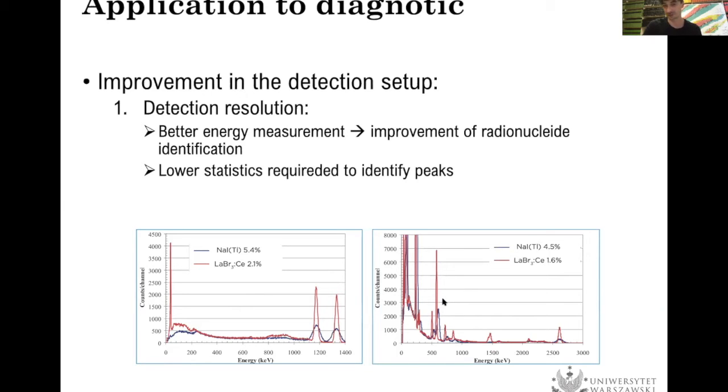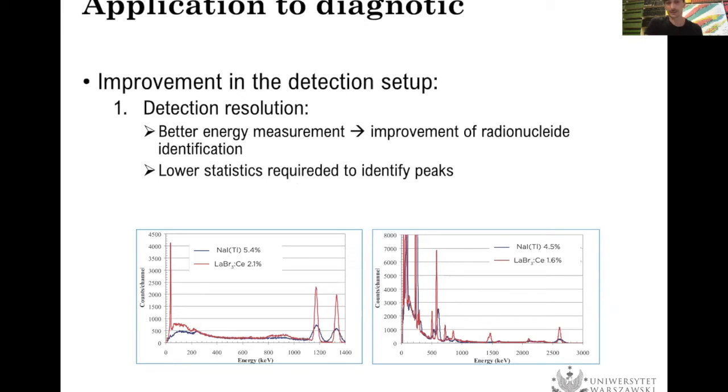So here you have another spectrum obtained still combining sodium iodide and lanthanum bromide, in which you can see that peaks that before were very difficult to see with sodium iodide are now very visible and also well separated. So this, of course, has some implications. Since you have a better resolution, you need lower statistics in order to identify the precise position of the peak and then determine the species.